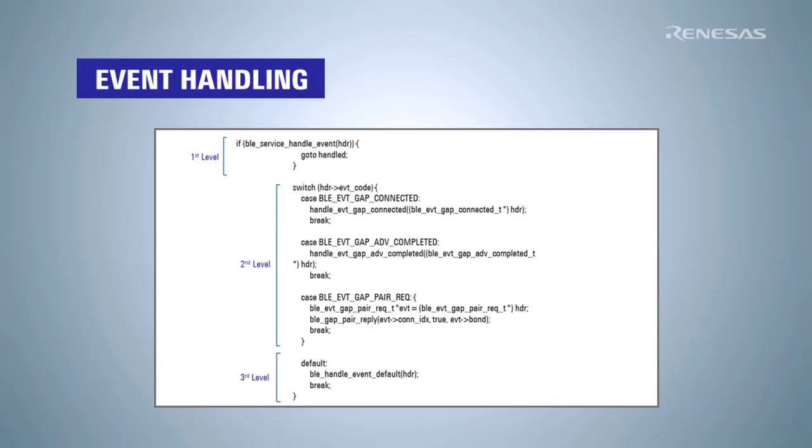In this Renesas framework, event handling is done in three levels. When an event occurs, it is handled by Bluetooth services. If not available, then the main application task should handle it. And if the target application does not have handlers for handling the received Bluetooth events, then ble_handle_event_default from the Renesas API library is invoked.